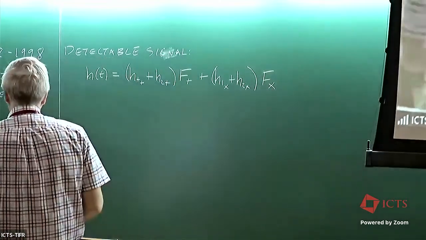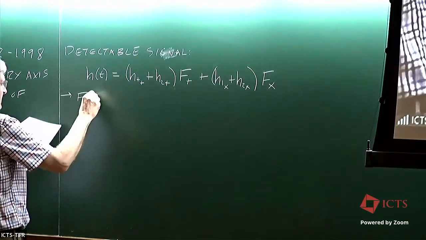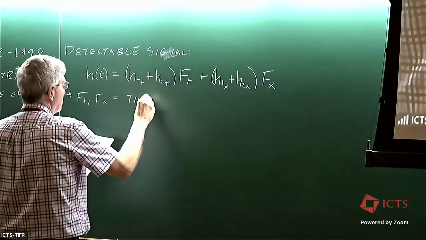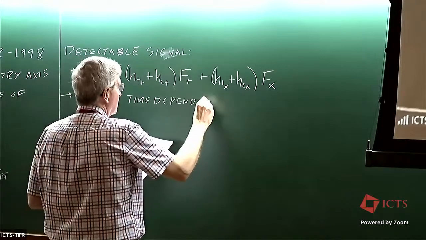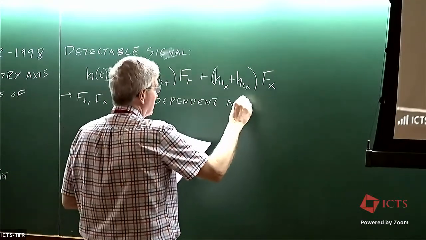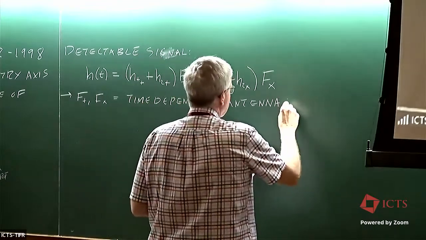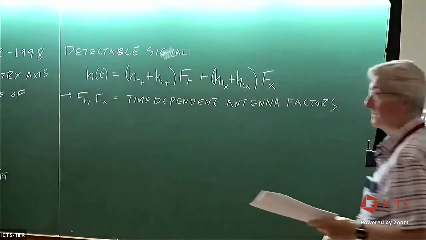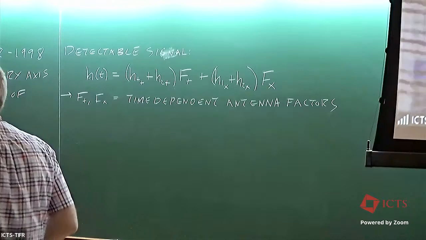And of course, those depend on time. Just as a reminder, F plus and F cross are the time-dependent antenna factors, and I believe you had some exercises already calculating such things. So I won't belabor that point, but you do have to remember that they're there. And they play an important role in the searches as Alicia's described.